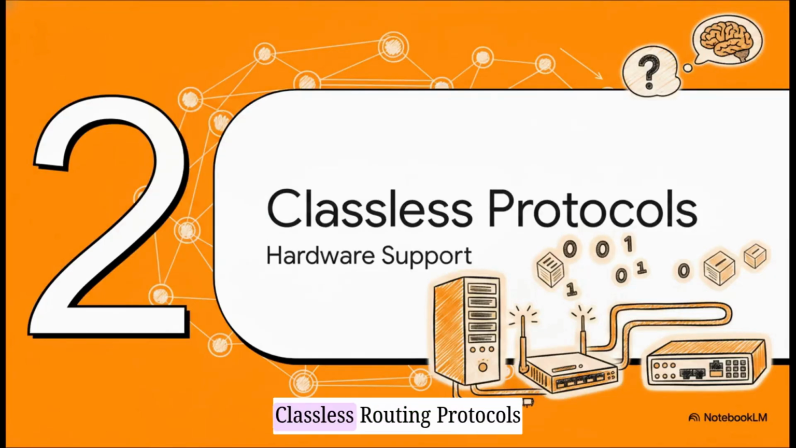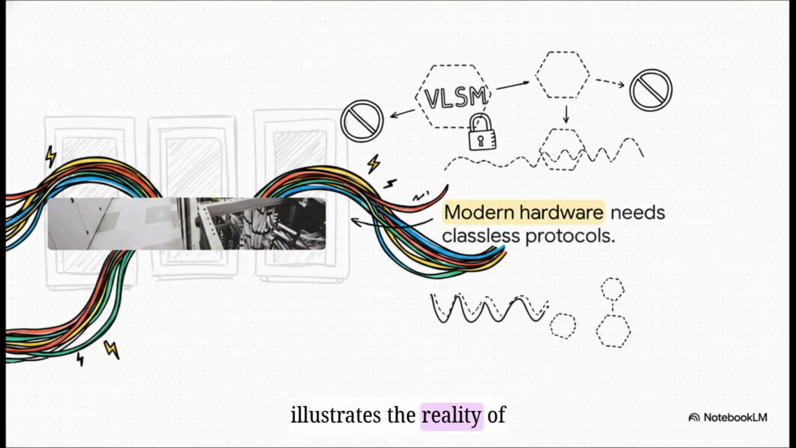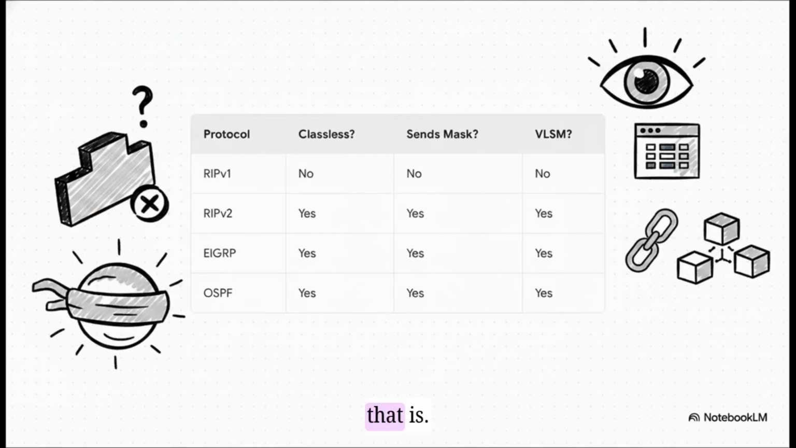Section 2. Classless routing protocols. And this brilliantly illustrates the reality of the server room. You can have racks upon racks of the most expensive routing hardware in the world, perfectly wired up, but without the right software protocol talking across those wires, VLSM literally will not function. So let's look at exactly why that is.